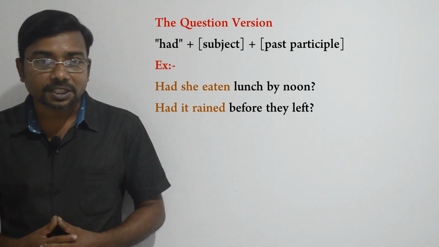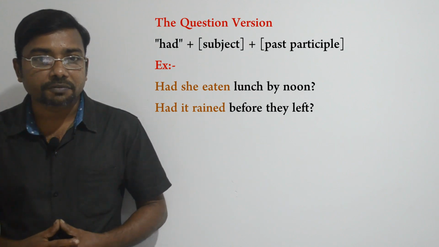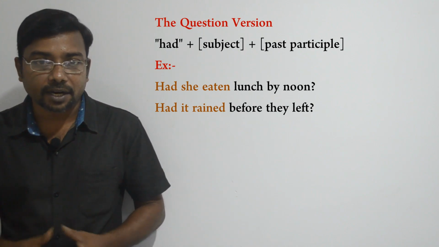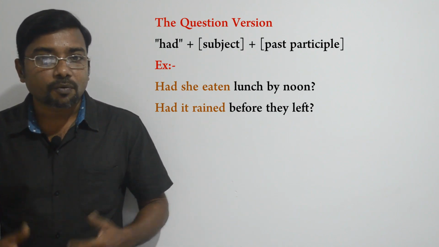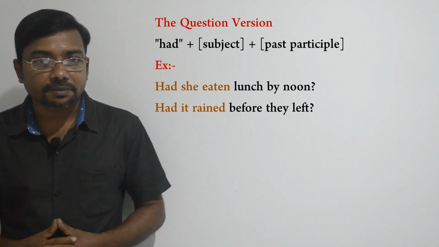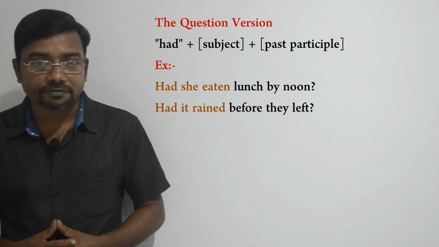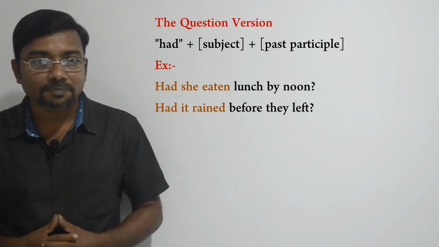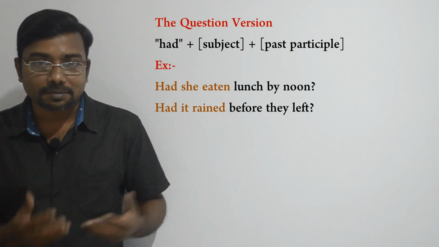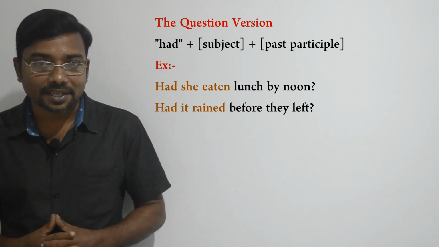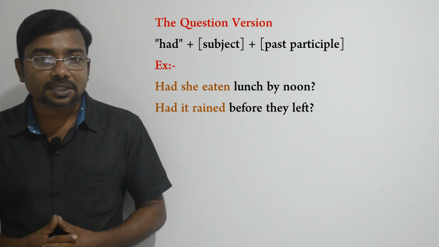Okay, look at the first one. It's an interrogative sentence, asking a question. So we use the auxiliary verb had at the beginning of the sentence, then comes the subject she, and after that appears the verb past participle form eaten. Okay, look at the next one. Had it rained before they left? Here also it is an interrogative question. So we use the auxiliary verb had at the beginning of the sentence to indicate questions. Had it rained, then comes the subject it, and then we use the verb past participle form rained.